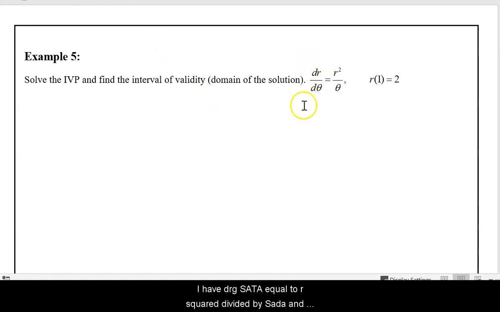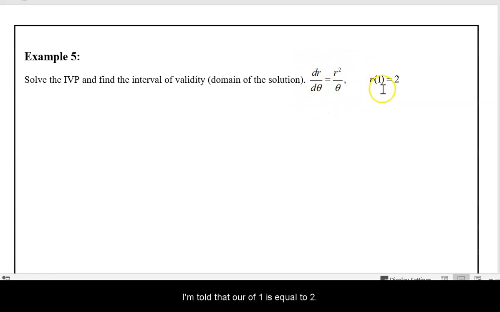I have dr d theta equal to r squared divided by theta, and I'm told that r of 1 is equal to 2. In this case, I know that the dependent variable must be r because it is written in what would be considered the numerator of that notation, and that theta must be the independent variable because it is written in the denominator. This looks like probably something in the polar coordinate system. However, that's not going to affect our steps at all.